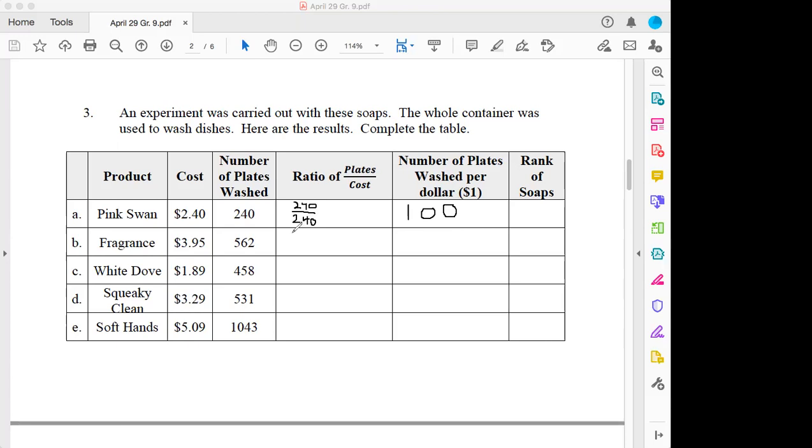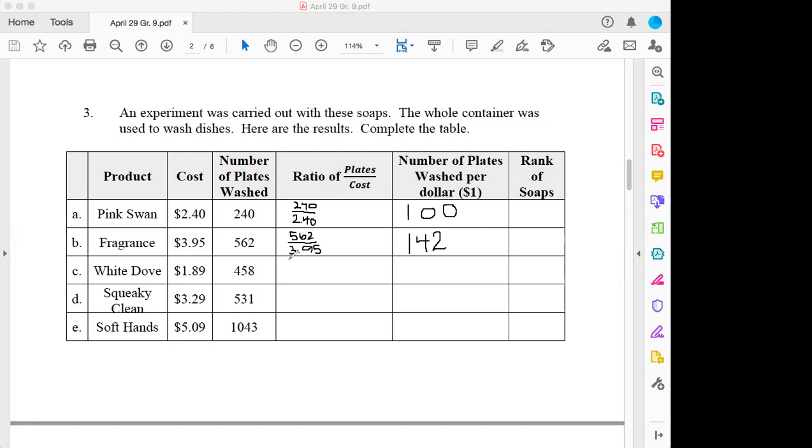You're going to do the same thing for the second one. So the number of plates, 562, divided by $3.95. Just keep in mind that a fraction is a division, so it kind of helps you out with that. So 562 divided by $3.95. You plug that into the calculator, and it tells you that you can wash 142 plates per $1 with that soap.